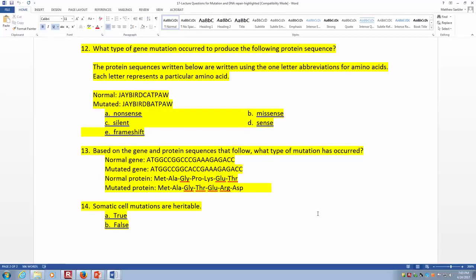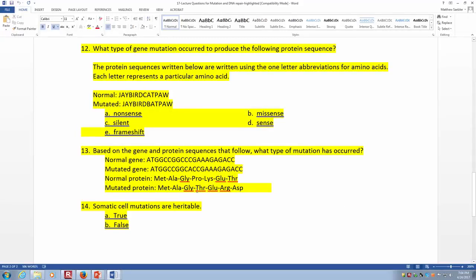No. It was an insertion, but what did it cause then? What type of mutation did the insertion cause, looking at the protein sequence? Right, right. So it's an insertion, and that insertion resulted in a frameshift mutation.